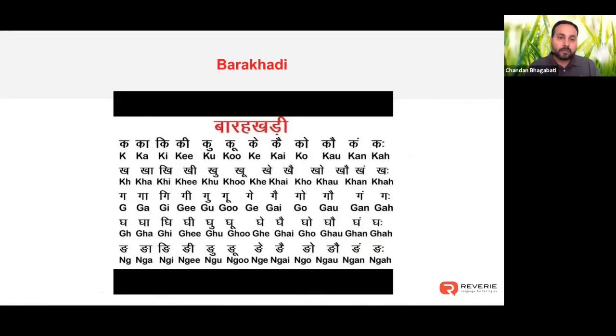In the Barakhadi, what happens is that, let's say for example, for characters like ka, when you put these 12 matras, it modifies the sound like ka, ka, ki, ku, like this. So it is applicable for all the consonants, and this is the form of Barakhadi. So after learning the alphabets, we need to learn this Barakhadi for all Indian languages.